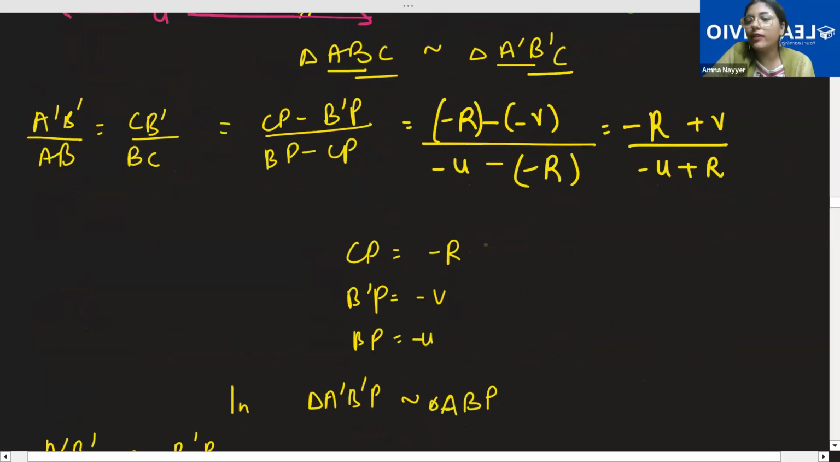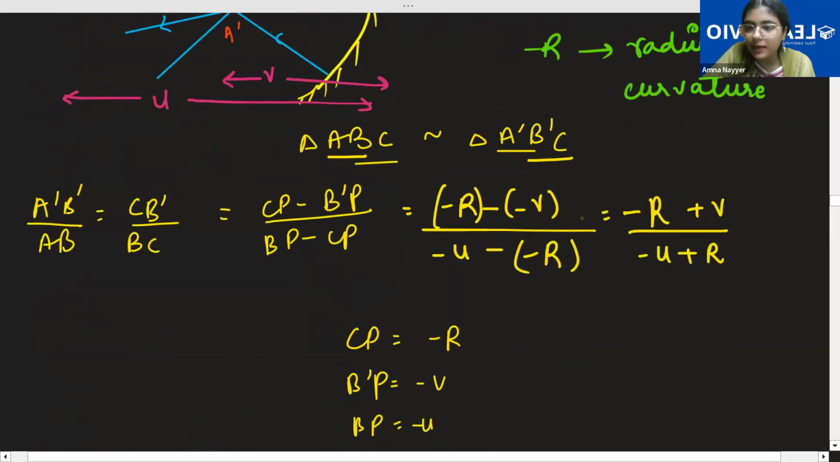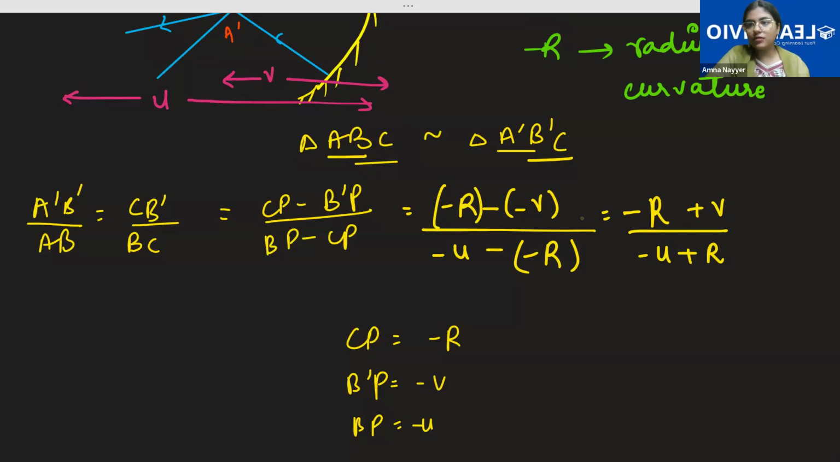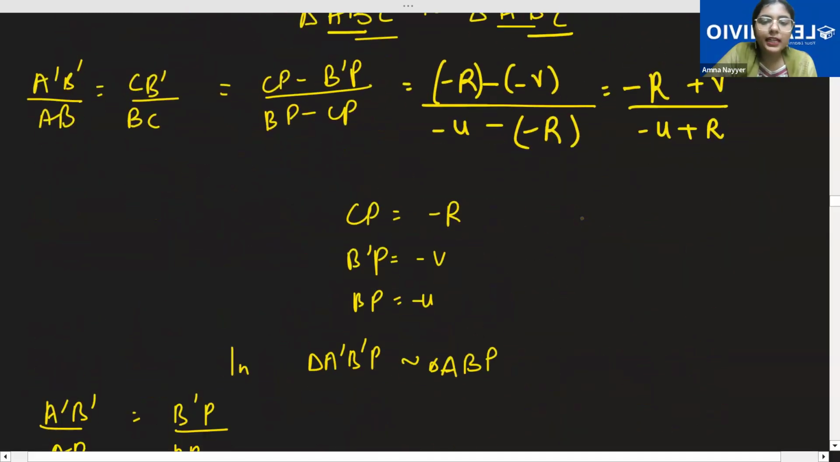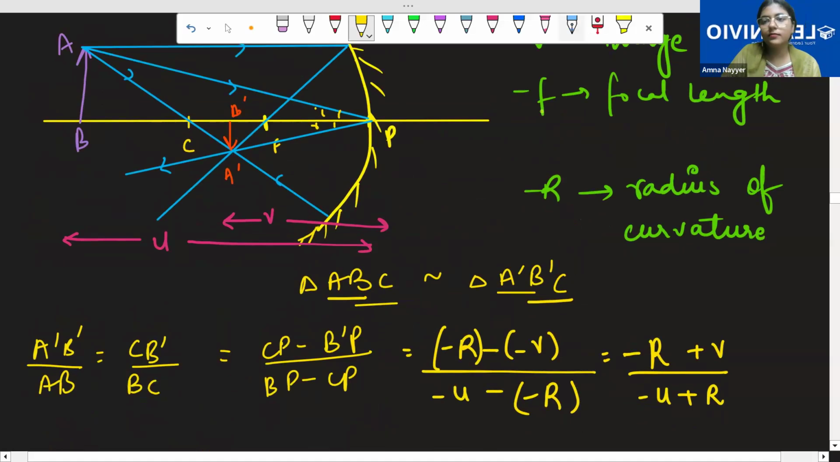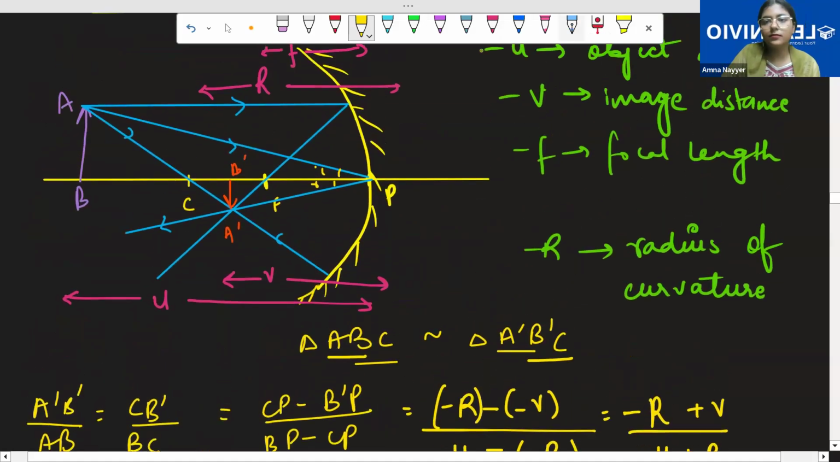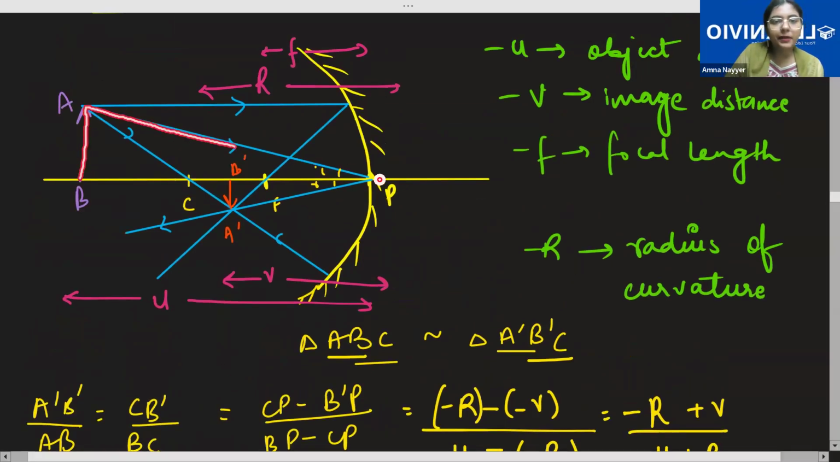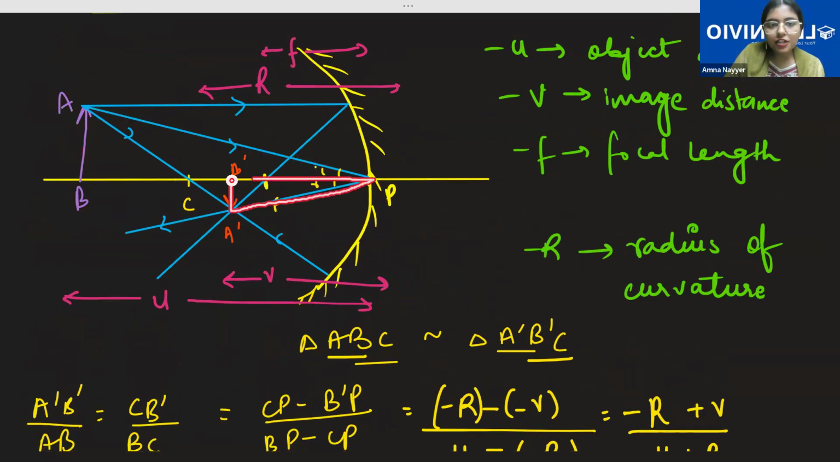So if you put the values, you will get this. Now see, we need one more equation. You simplified the equation. Now where will we put the values? Correct. We have to put the values as well. So we'll take two more similar triangles, now from the pole. If you look at these two triangles, this one ABP and A'B'P.